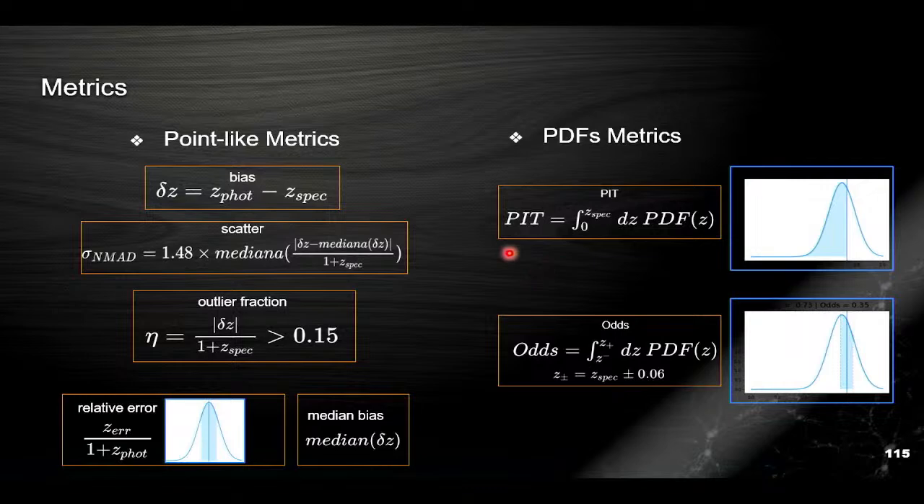Okay, there's also the PIT, which will count how much probability you have until you reach the true value. Okay, so with these metrics you can do more than what you were supposed to do if you only have single points. All right.